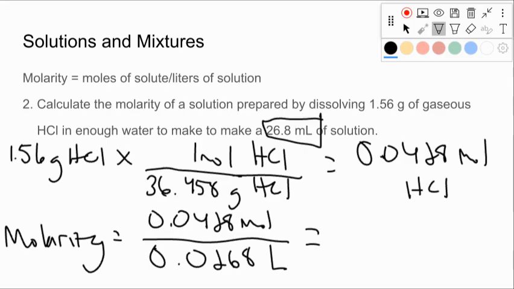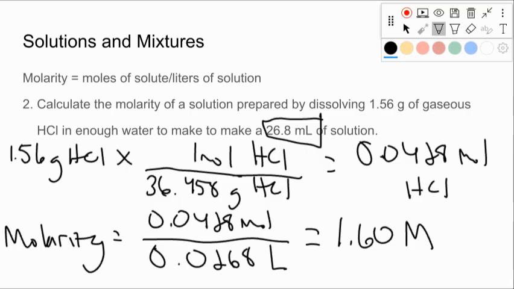So 0.0428 divided by 0.0268. I need 3 sig figs, so it's going to round up. It's 1.597, so it's going to round up to 1.60 molarity.